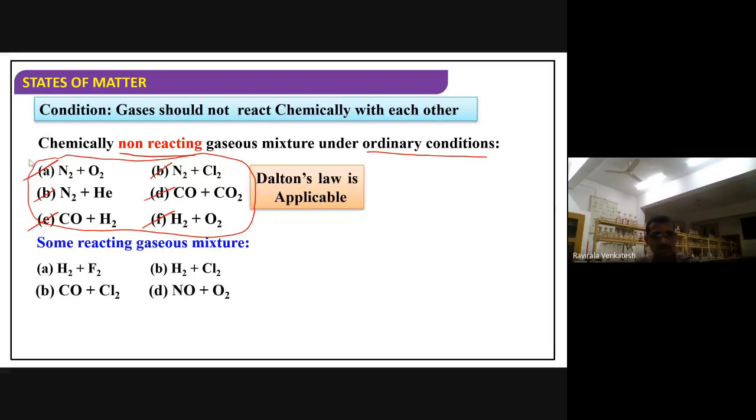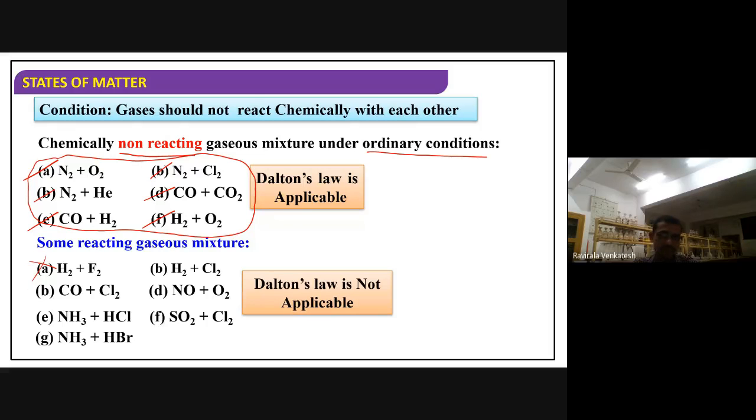Correct? Now, hydrogen and fluorine, do they react? Tell me. Yes, definitely they react to give HF. So it will not obey Dalton's law. So try to note this in your notebook, because in MCQs they may ask which example cannot be taken for Dalton's law, or for which mixture of gases Dalton's law is applicable. Take down this one, it's a better one. Either take a snapshot, or you can watch the video on YouTube.